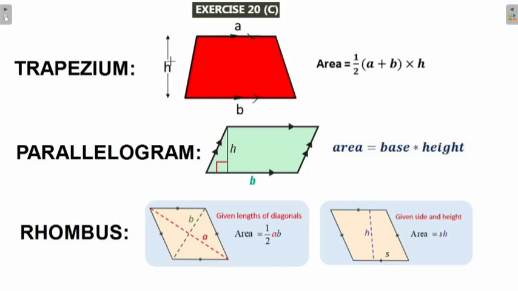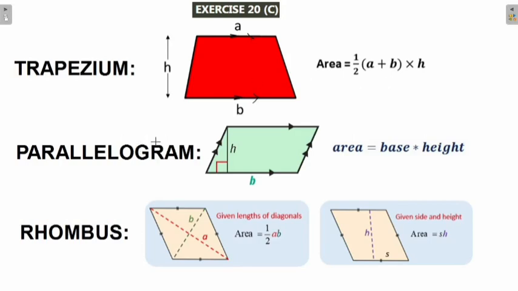So basically H is the distance between the parallel sides, then its area will be equal to half into (A plus B), that is the sum of the lengths of the parallel sides, into the distance between them. So this gives you the area of a trapezium. Right, so next is a parallelogram.